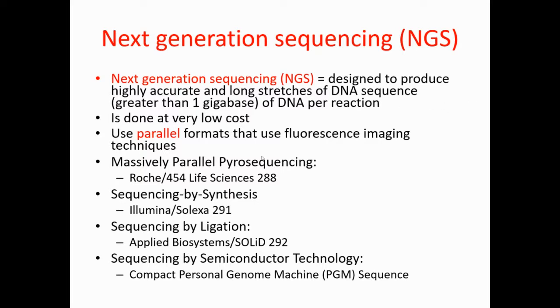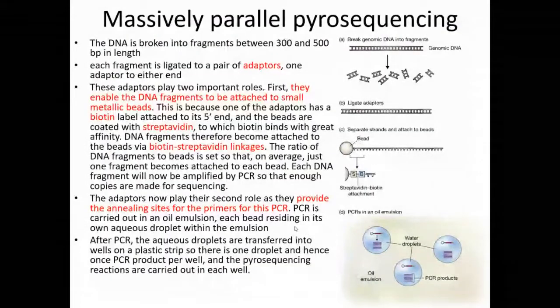Okay, so for the pyrosequencing and sequencing by synthesis, these all need the DNA polymerase to perform the DNA synthesis to determine the DNA sequence. But for the sequencing by ligation, you do not need the DNA polymerase. You only need the ligase to perform the DNA sequencing. And another one is the sequencing by semiconductor technology, which we will discuss later. So let's discuss the first one, the massively parallel pyrosequencing.